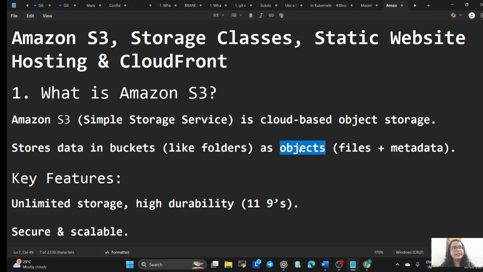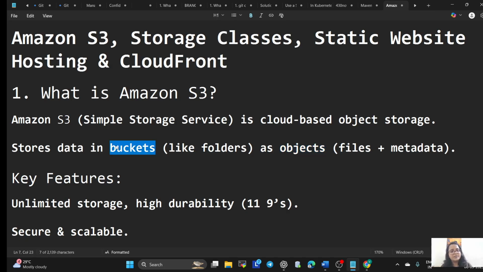For example, if you want to store one movie in S3, Amazon will say okay, fine, come and upload the movie. But there we will not call it a movie, video or audio, we'll call it an object. If you want to upload some important files there, that also we will call an object. If you are uploading anything, we will call it an object, and it is stored in a bucket.